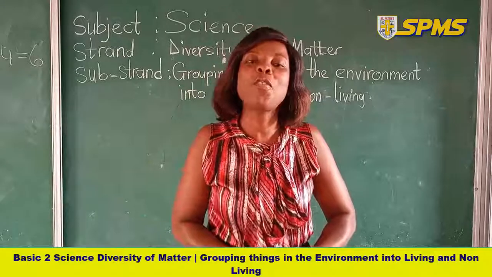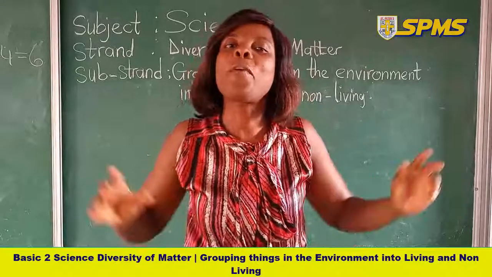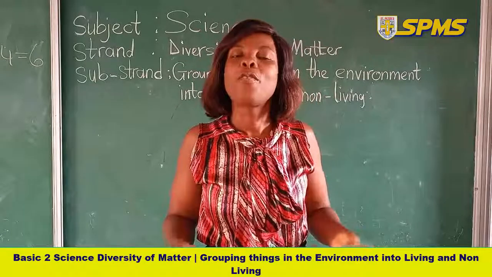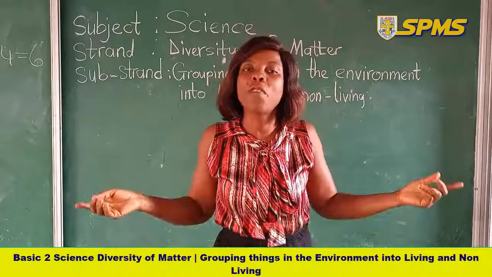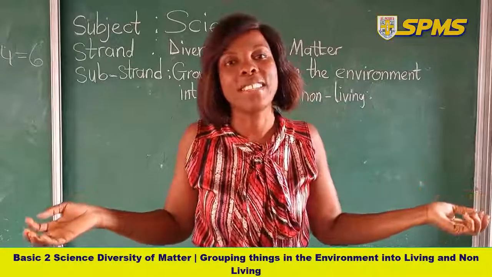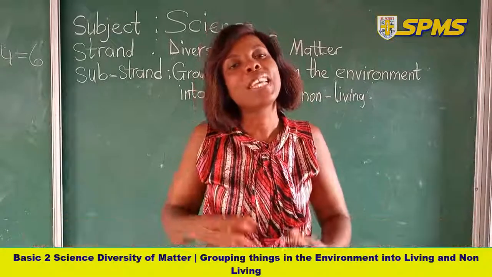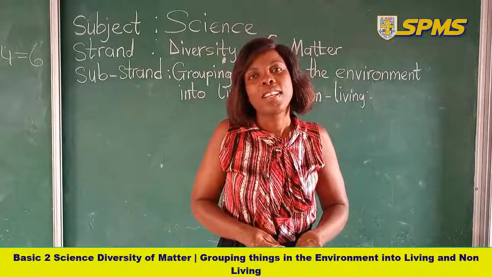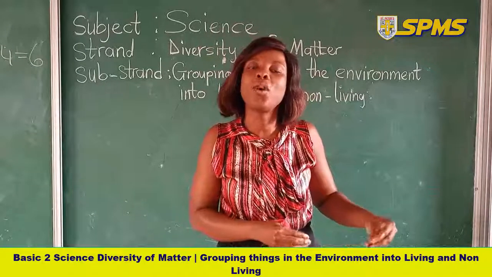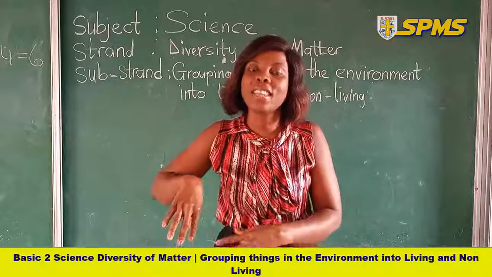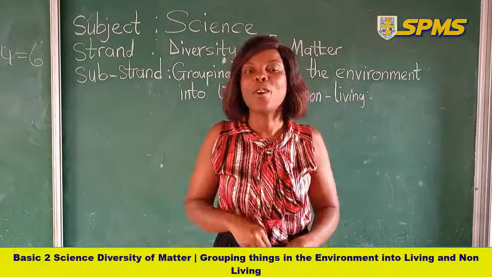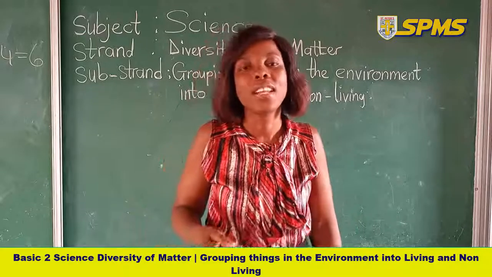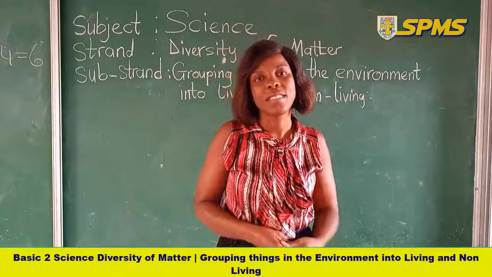What have we talked so far? Let's do a quick recap on what we have discussed. We've talked about the things we can find in our environment. We also grouped these things according to their living and non-living things. We also looked at some characteristics of living and non-living things.